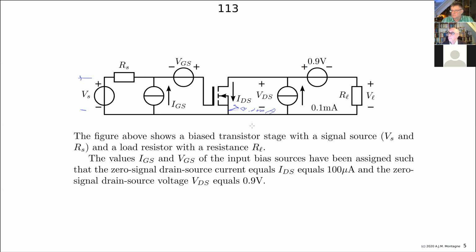Yeah? So 0.1 milliamp is provided here. So the rest will be provided through this path because Kirchhoff's laws should apply. So here I have current and here I have current.